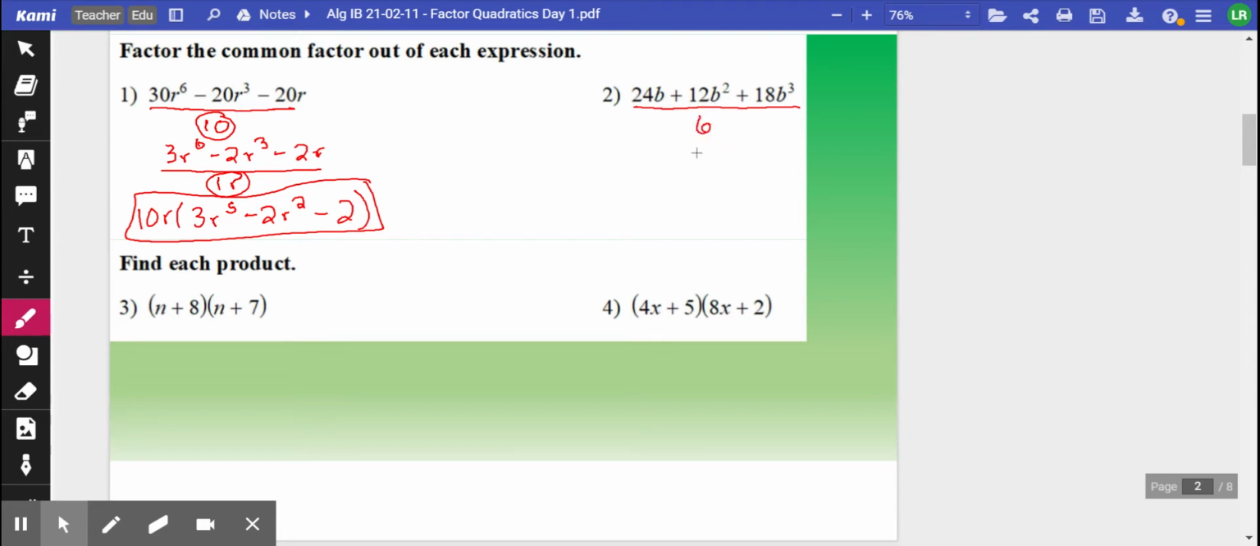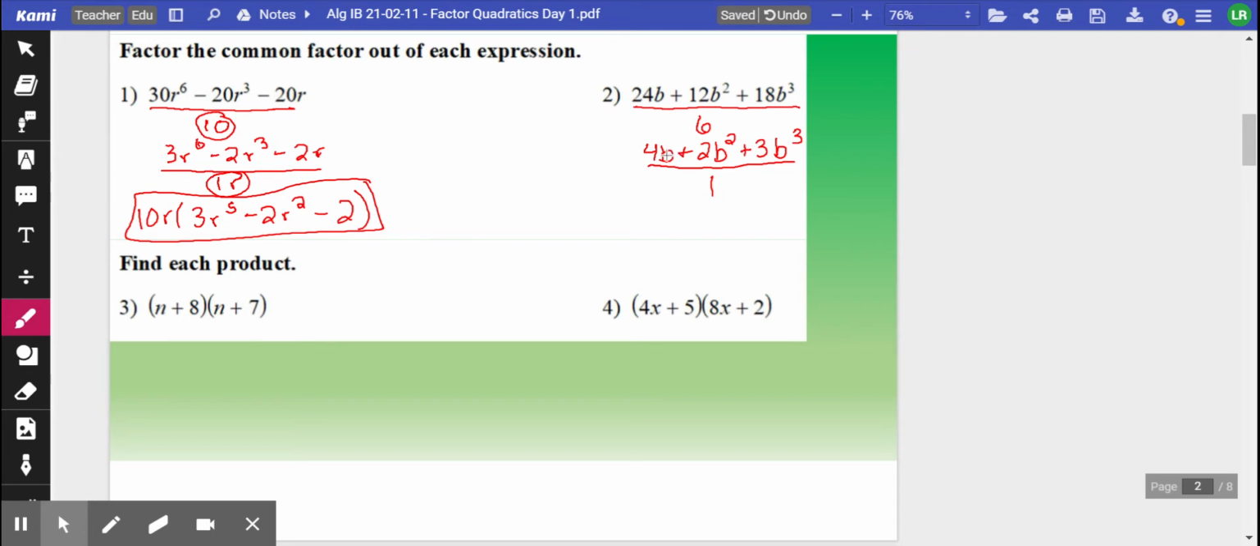So let's divide them by 6. That's going to leave me with 4b. That one's going to become 2b squared. And this one's going to become 3b to the third. I'm still looking at my numbers: 4, 2, 3. Smallest one is 2, and I can't divide 3 by 2, so 1, I'm done.